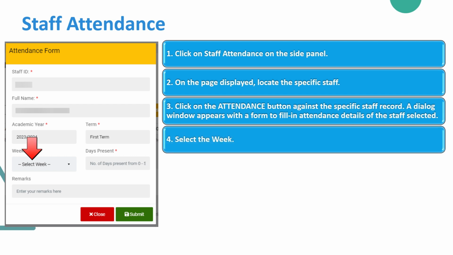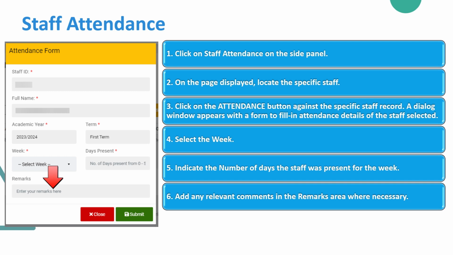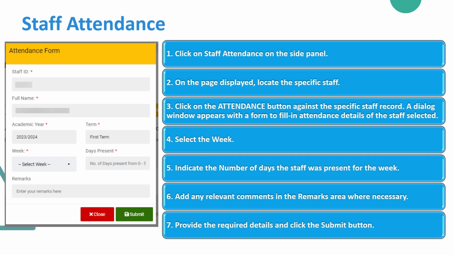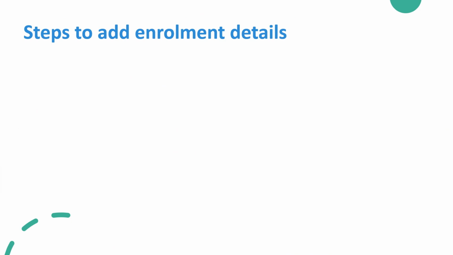Select the week. Indicate the number of days the staff was present for the week. You add any relevant comment in the remarks area where necessary. And lastly, you provide the required details and click the Submit button to add the attendance details for the specific staff. Let's look at the steps to add enrollment details.